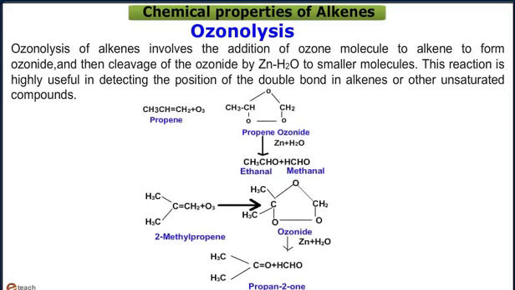For example, the reaction CH3CH=CH2 plus O3 gives propene ozonide, which in presence of Zn in H2O gives CH3CHO plus HCHO. And also the reaction (CH3)2C=CH2 plus O3, then Zn in H2O gives (CH3)2C=O plus HCHO.